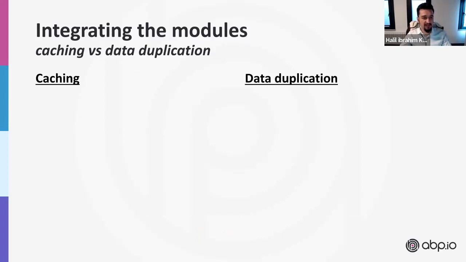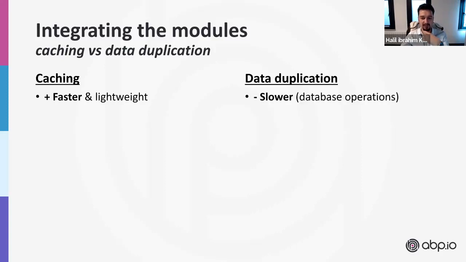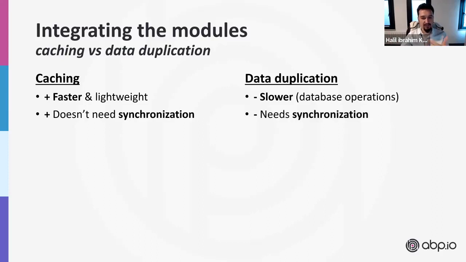Let's see the difference between the caching and data duplication approaches. Caching is faster and lightweight because we are not going to the database at all. With data duplication, it's slower because it includes database operations. Caching doesn't need any synchronization between modules, or between microservices in the future, because the customer module can directly invalidate the data without communicating with the order module. However, data duplication requires synchronization and event publishing and subscribing to keep the data up to date.